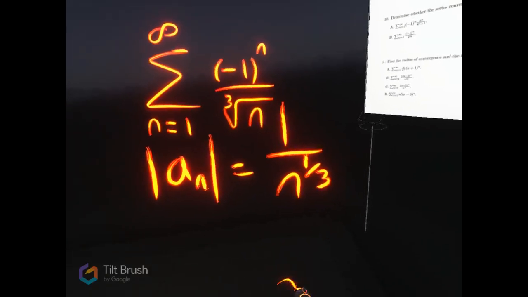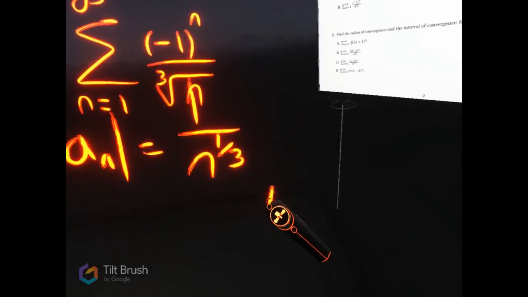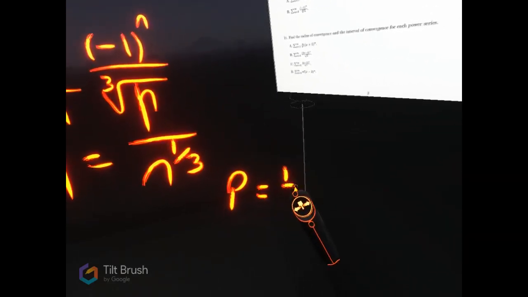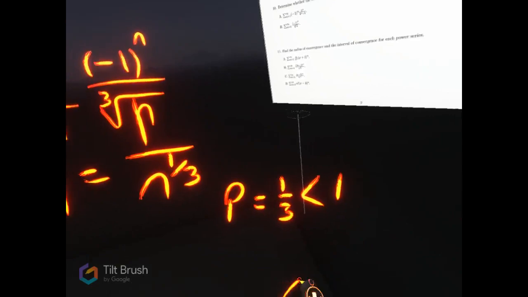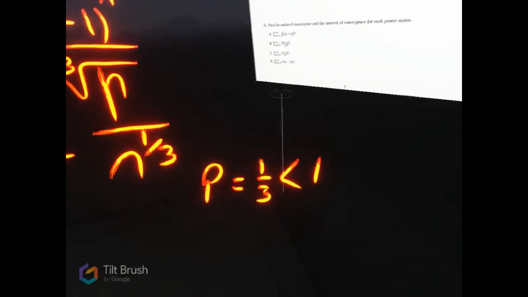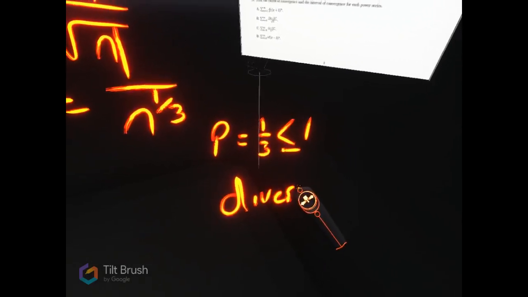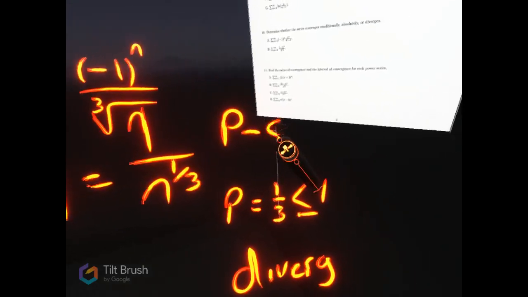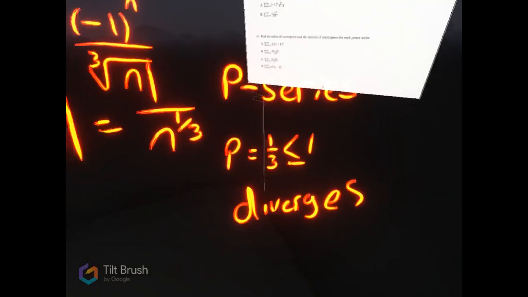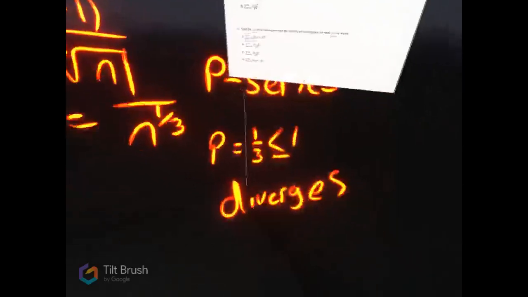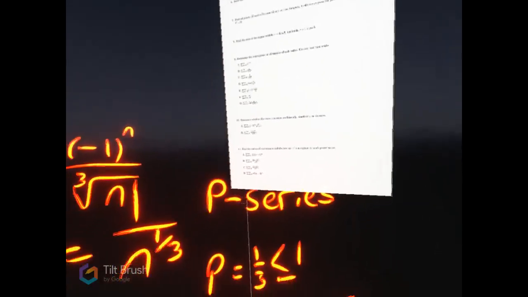That would be what kind of series? Well, this is a p series. So p equals 1/3, which is less than 1. So if the power's less than 1, it diverges. Right, p series. So we've proven that it diverges absolutely. In an absolute sense, it diverges.